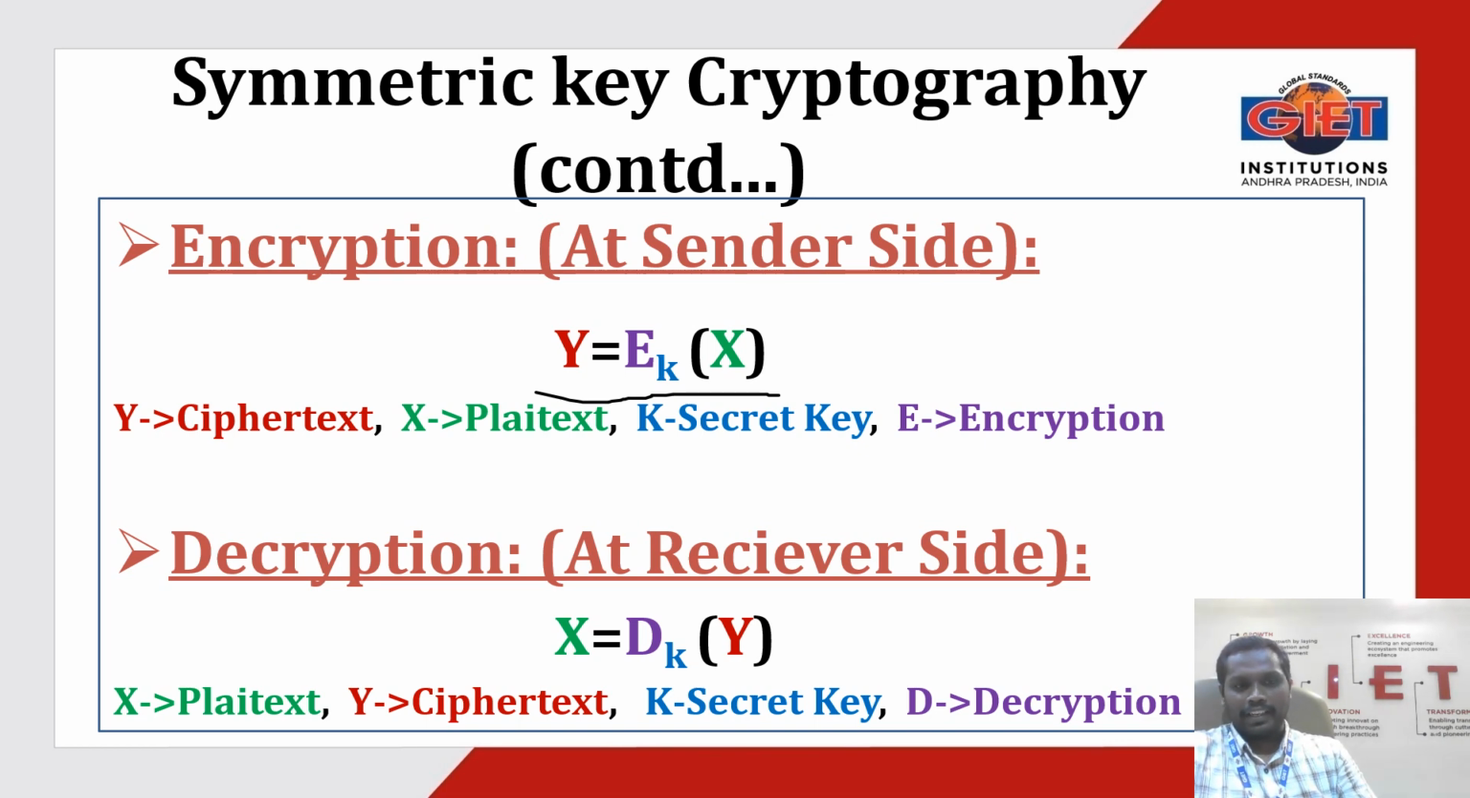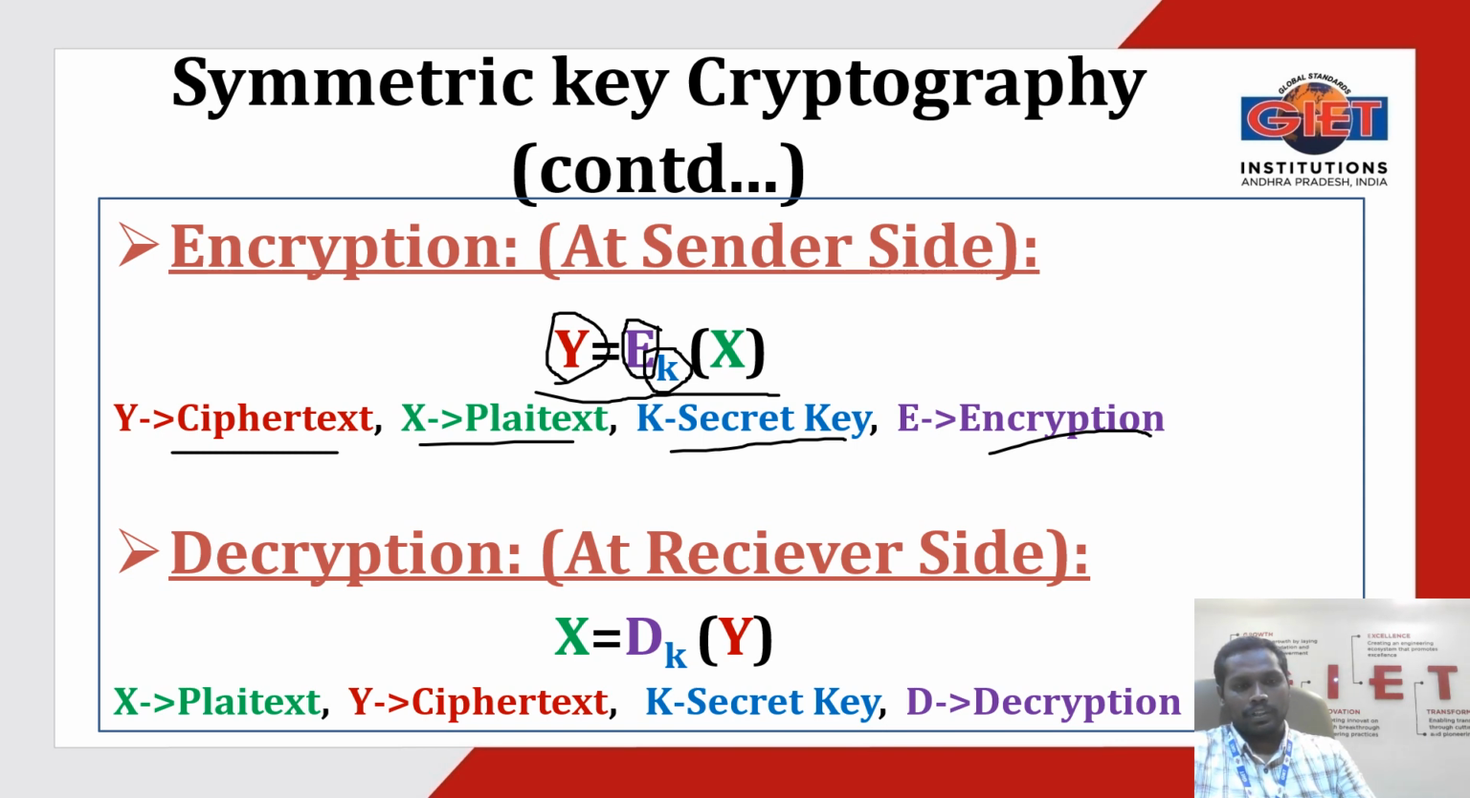So x we call plain text. Here you can see that x is plain text, and you're going to take the encryption algorithm E with the help of secret information or the key, which we call a secret key or same key. With these two, we are going to convert that into the ciphertext. So here y is ciphertext, x is plain text, k is a secret key or shared key or same key, and E is encryption. So with this, you have understood the terminology that is used in encryption at sender side, right?